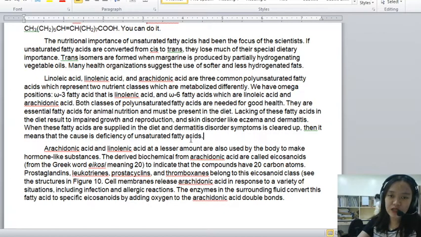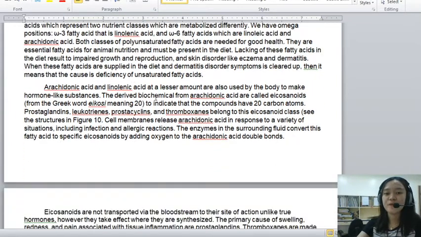So, meaning kapag gumaling yung dermatitis mo upon having diets of omega-3 and omega-6 fatty acids, then that means that you have a deficiency in unsaturated fatty acids.